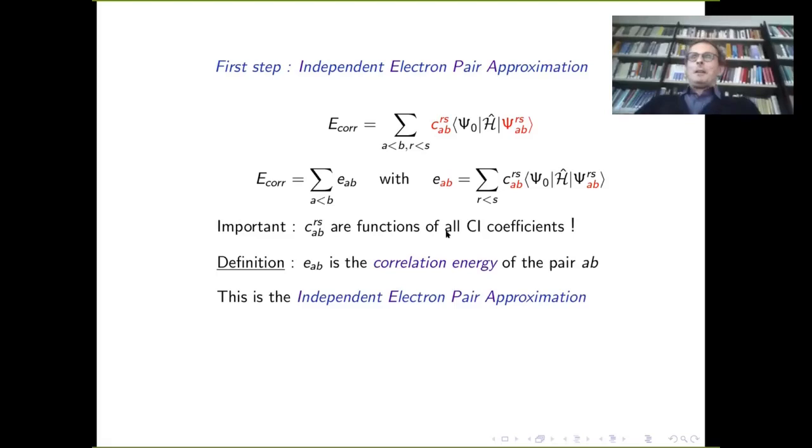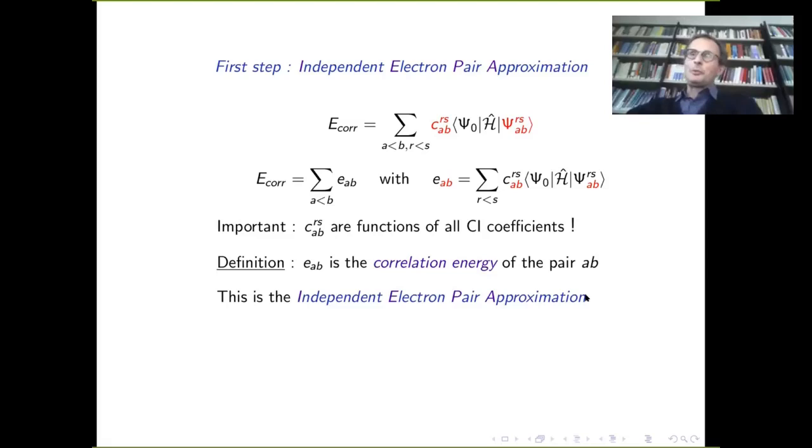So let me define the E_AB correlation energy. That would simply be, and this is something that is physically understandable, the energy of this particular pair AB. And just think of a pair of electrons in some region of space, for instance a CH bond. If you go through this evaluation of the correlation energy, you enter the world of the so-called independent electron pair approximation. And I will briefly introduce you to that.